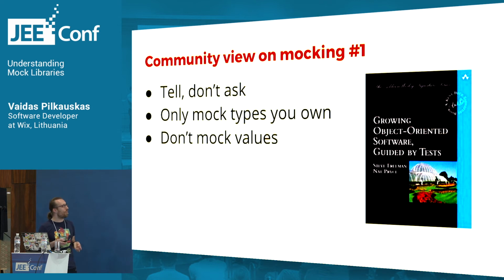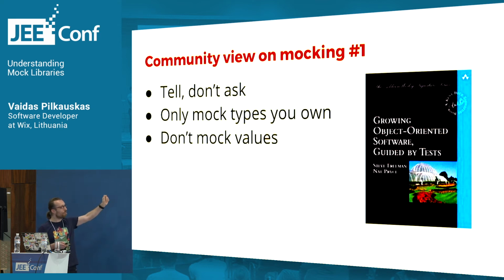So what does the community think about it? In this book, first of all, mocking is very good for tell-don't-ask. Tell-don't-ask is a principle which prefers sending commands versus querying objects. It's an object-oriented principle which says that a good object-oriented system should send messages to objects and tell them what to do versus ask for data from them. So this is where you usually don't get a return type. That's why you need mocking.